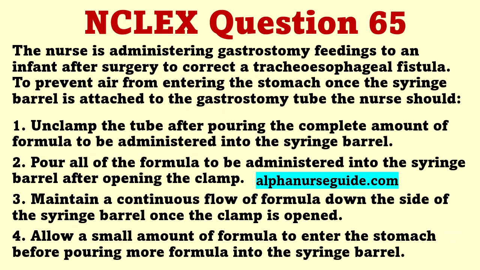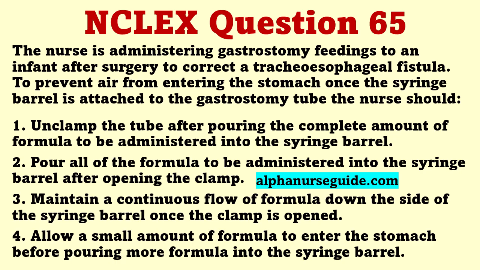The nurse is administering gastrostomy feedings to an infant after surgery to correct a tracheoesophageal fistula. To prevent air from entering the stomach, once the syringe barrel is attached to the gastrostomy tube, the nurse should 1. Unclamp the tube after pouring a complete amount of formula to be administered into the syringe barrel. 2. Pour all the formula to be administered into the syringe barrel after opening the clamp. 3. Maintain a continuous flow of formula down the side of the syringe barrel. 4. Once the clamp is opened, allow a small amount of formula to enter the stomach before pouring more formula into the syringe barrel.